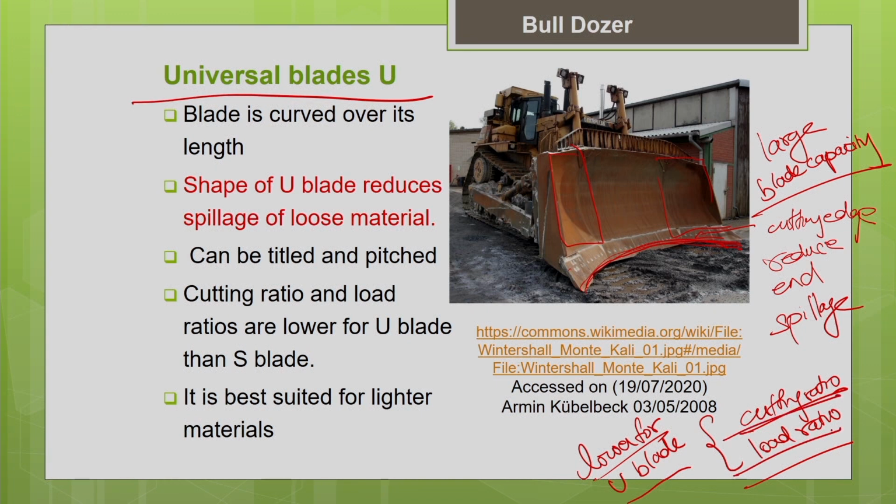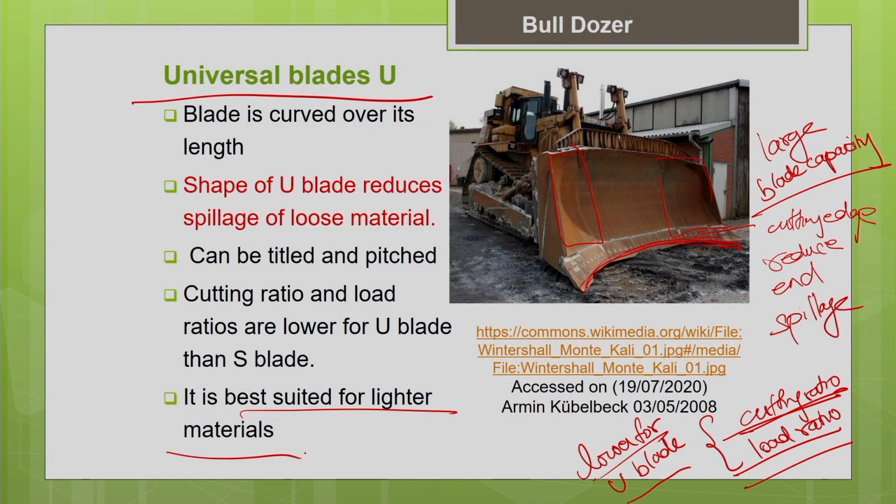So where do we use this blade? If you are going to handle average terrain, where soil conditions are not that dense or hard to handle, for lighter materials it is the right choice. It can easily push lighter, less dense material over a relatively longer distance, with less end spillage because of the U curvature. For those applications, you have to choose this U blade. You can see the blade is curved over its length. The shape of the U blade reduces the spillage of the loose material.